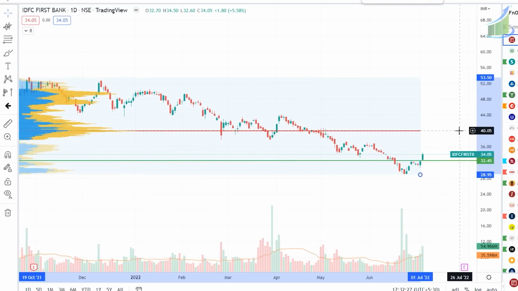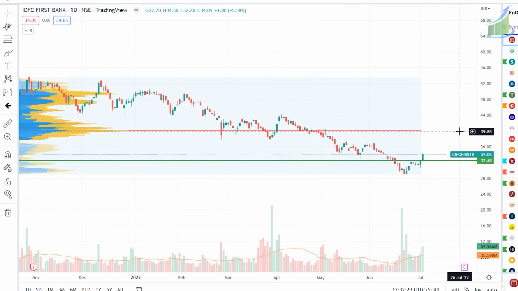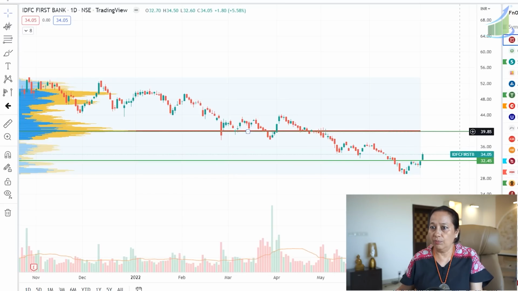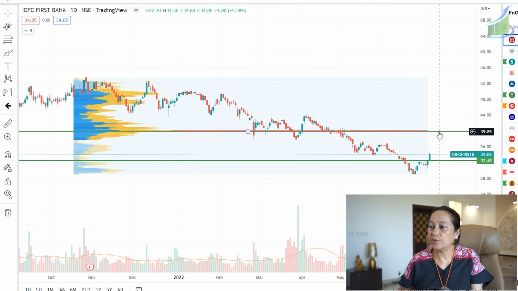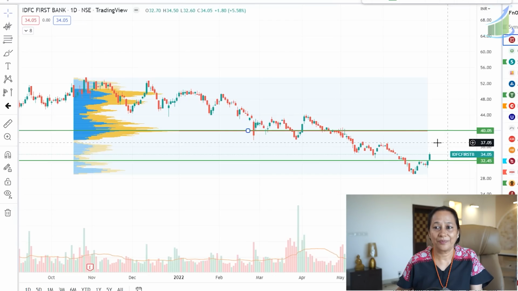It's going to behave as a strong resistance, because most of the traded volume, I don't know whether they were buy volumes or sell volumes, but most of the volumes were traded around 39 or 40 rupees, right? So right now we stand at 34 rupees, but it has a probability of going till 40, right?